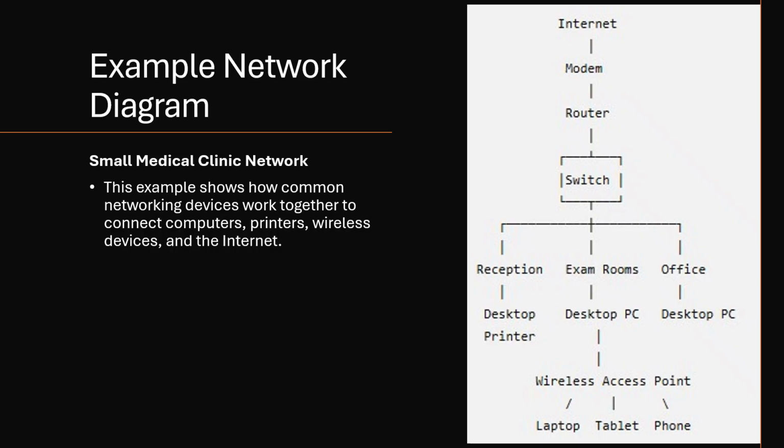So as you examine this network diagram, ask yourself, where does the internet enter the network? Which device directs network traffic? How are the wired devices connected? And how are the wireless devices connected? And then how do all of the different devices communicate with one another?